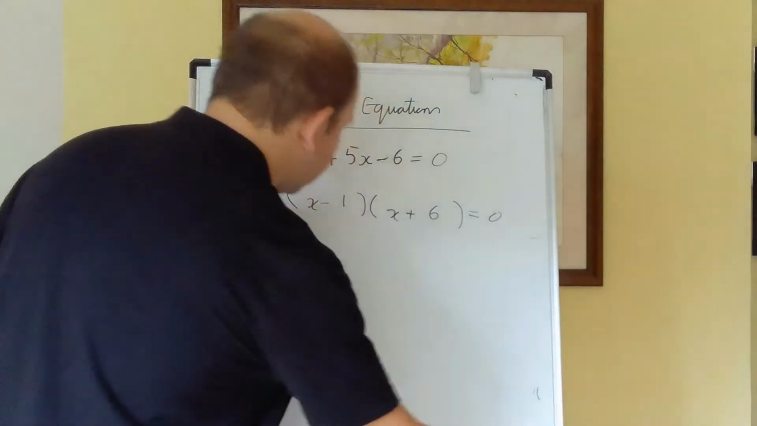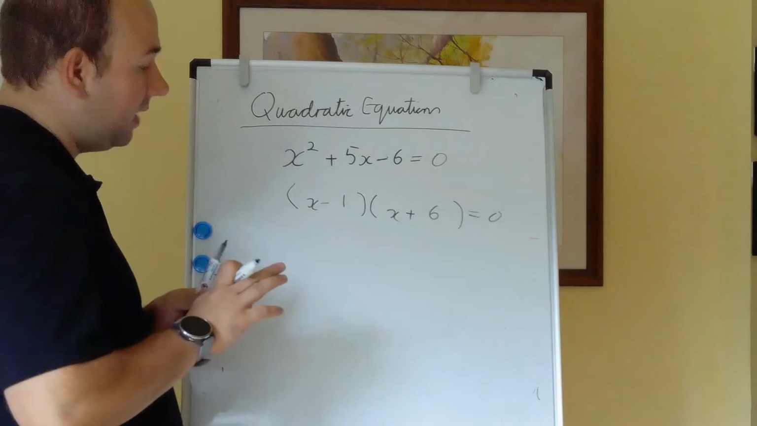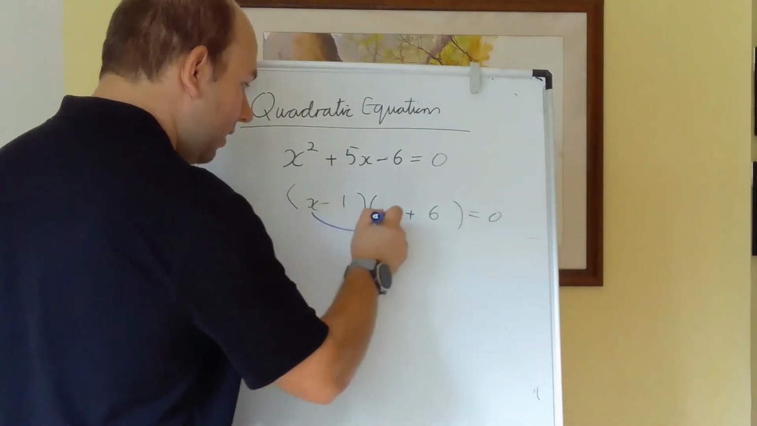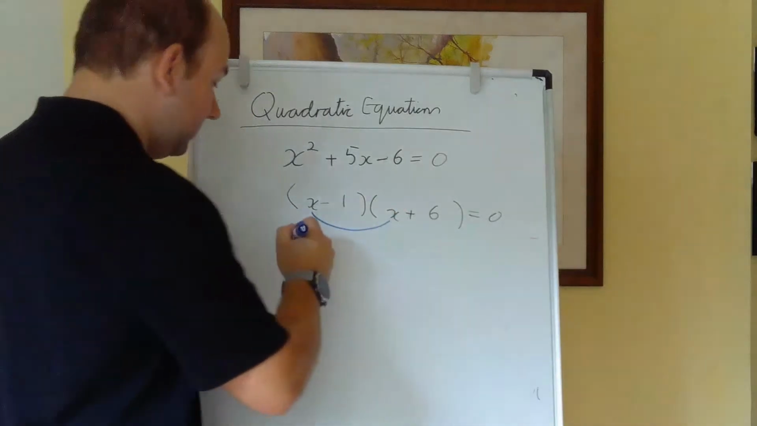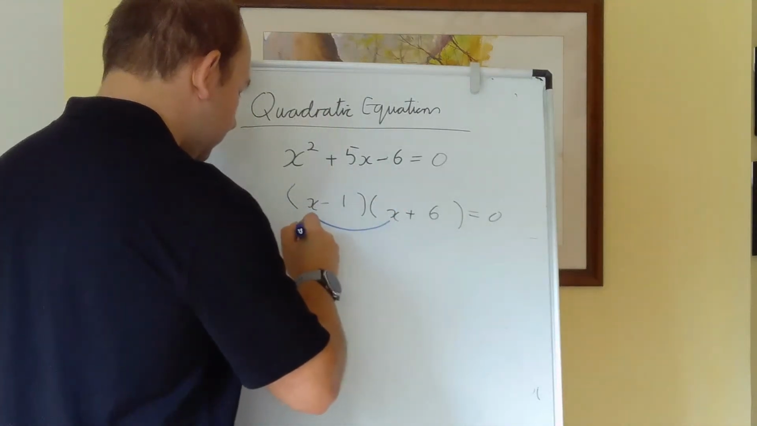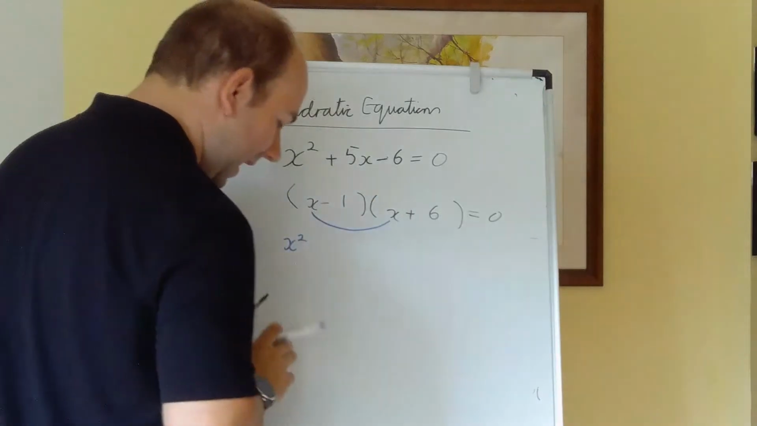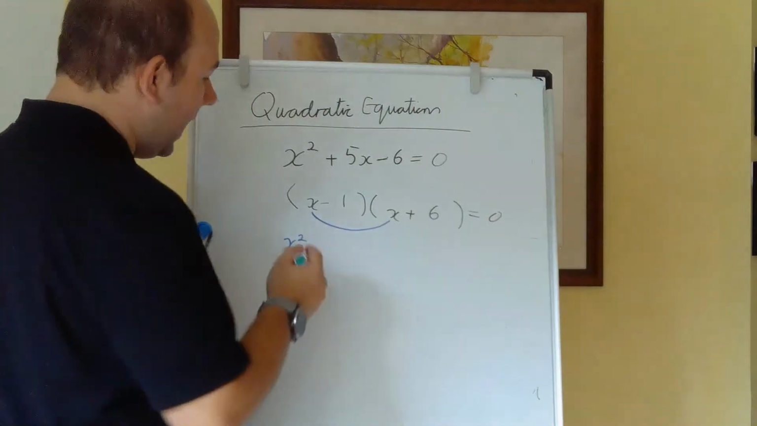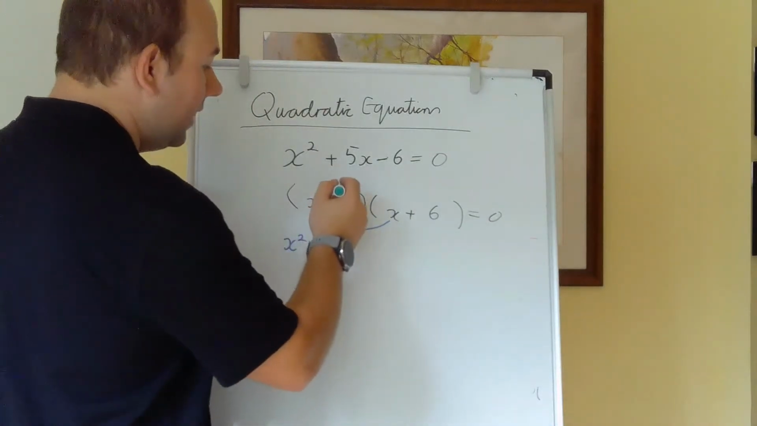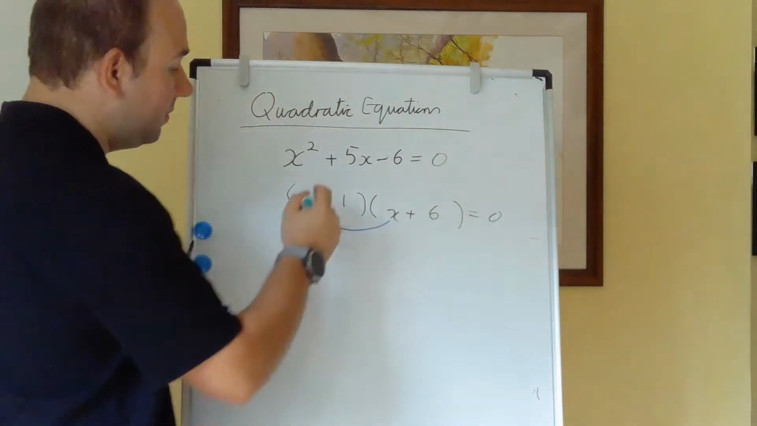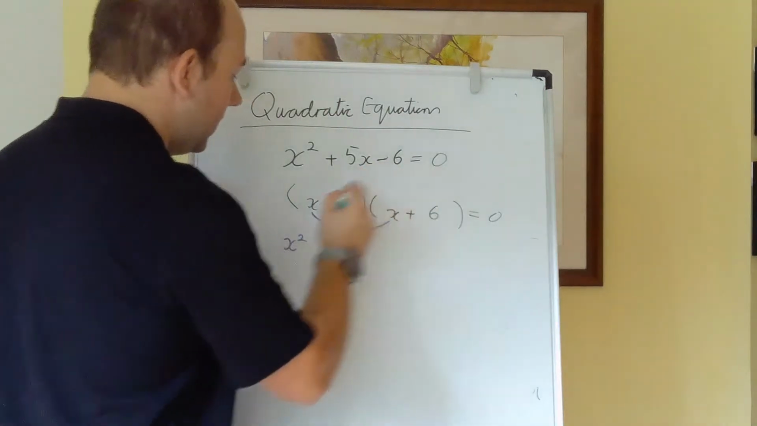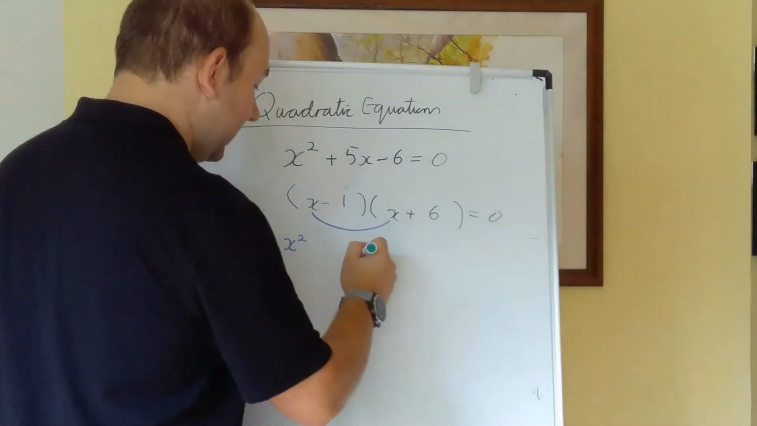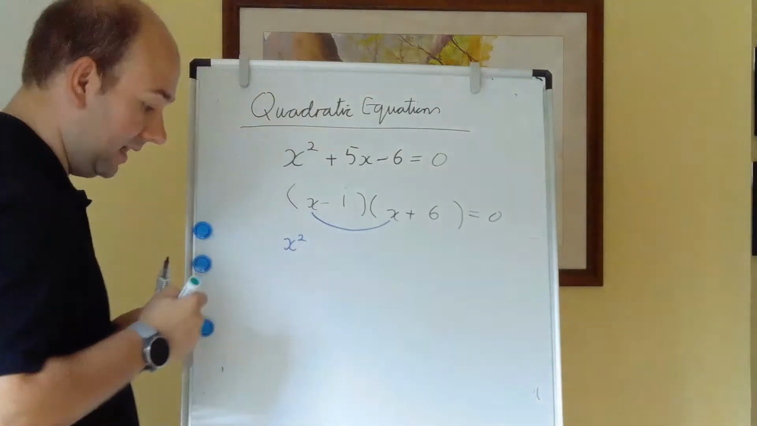So I'm going to swap pens to the blue pen. So when we multiply brackets out, what we're doing is we first of all take the first term of each bracket and we multiply them together. So we go x times x is x squared. Now I'm going to swap to the green pen and we take the second term in each bracket and multiply that together. So we've got minus 1 times plus 6. So that is minus 6.